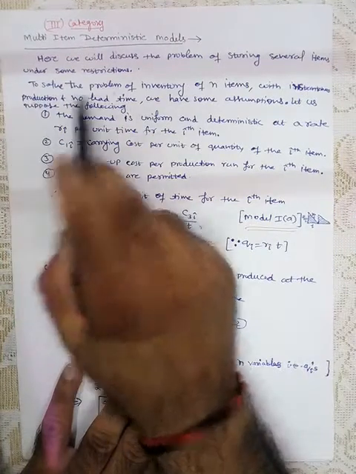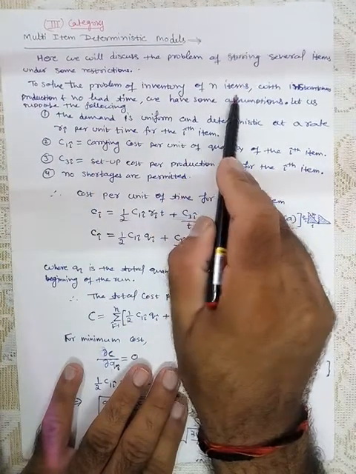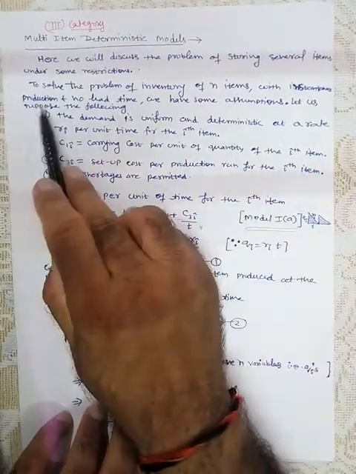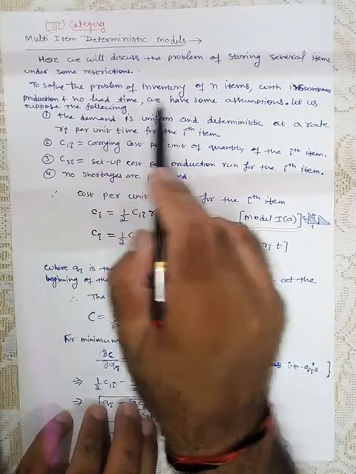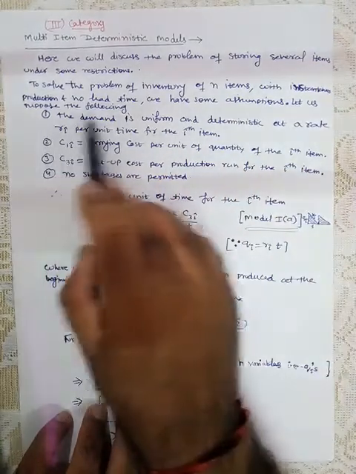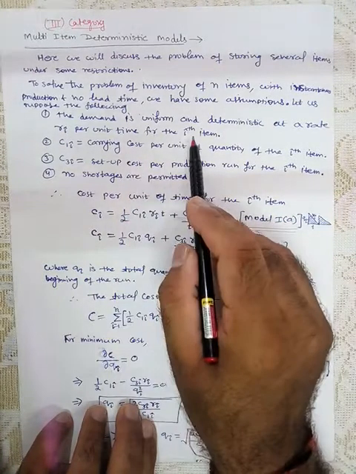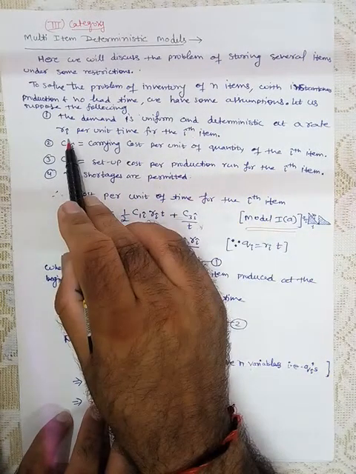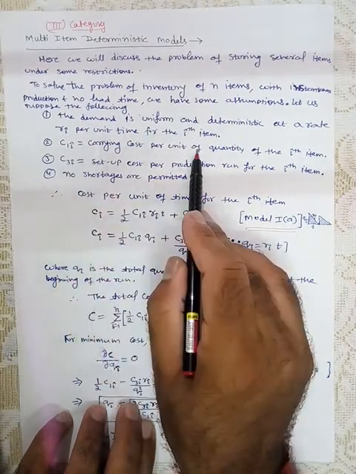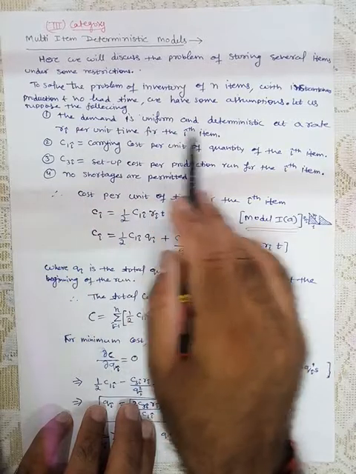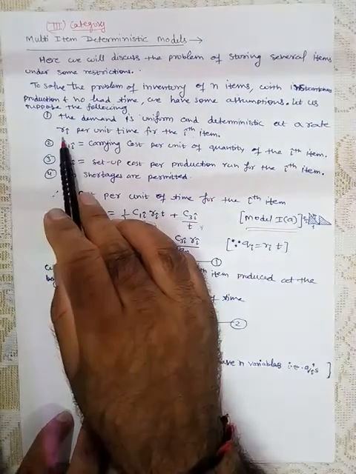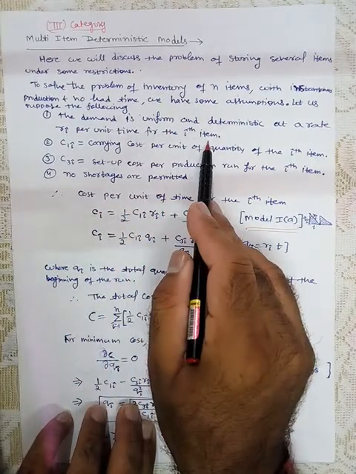To solve the problem of inventory of n items with instantaneous production and no lead time, we have some assumptions. Let us suppose the following. For the particular item, say the ith item, the rate is Ri. So Ri is its demand. Demand is uniform and deterministic at a rate of Ri per unit for the ith item.